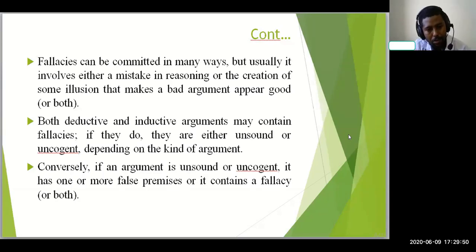But as I have told you, fallacy can be committed in both types of argument. We have seen the unsound or the uncogent arguments in the evaluation of arguments. If it does not contain true premises, and if it does not logically support the conclusion, it is unsound in the case of deductive and uncogent in the case of inductive. So uncogency and unsoundness in the evaluation of the argument show us there is fallacy or fallacy has been committed.